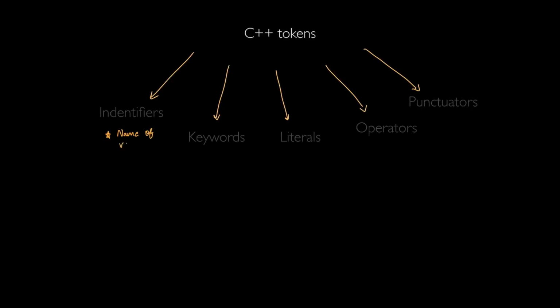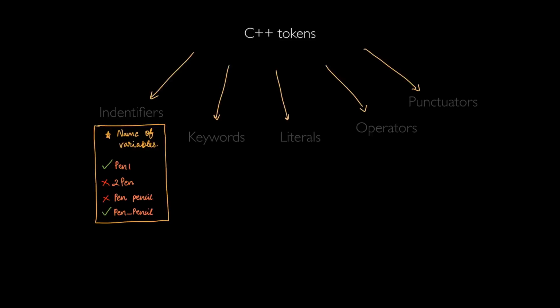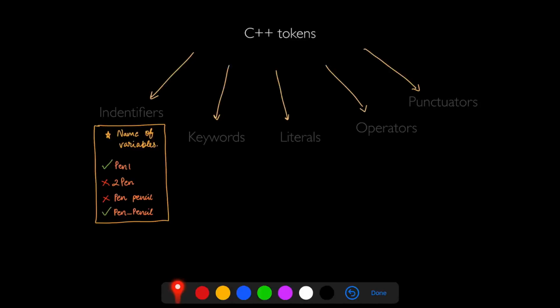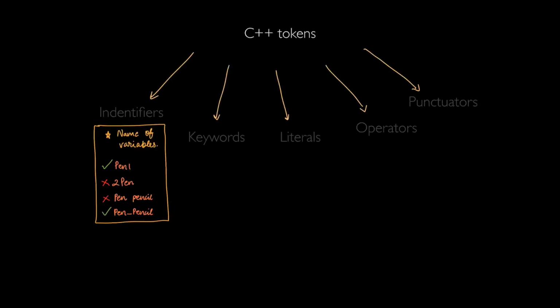Here, identifiers are basically names given to a variable or any object. There are certain rules for naming. A name can contain any alphabets, but a name can't start with a number. It can't contain blank spaces or any other special characters, but underscore is an exception.